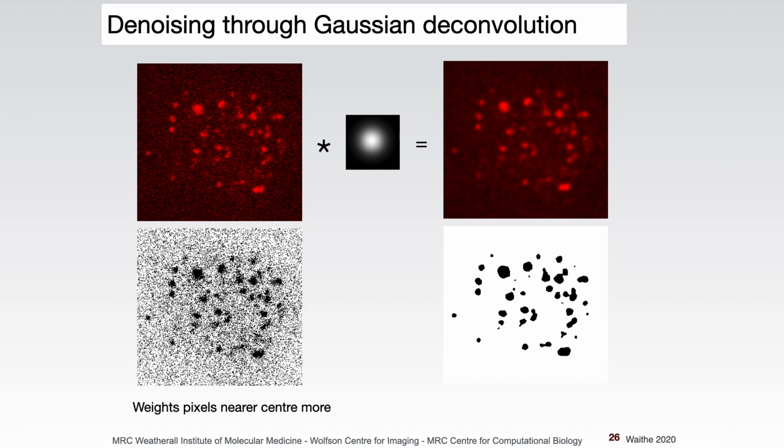Okay, and just to make it clear, the way it works is it weights the pixels nearer the center more, so where these are brighter. So it's still taking an average of everything that's there, but it's just much more significant in the center of the kernel.